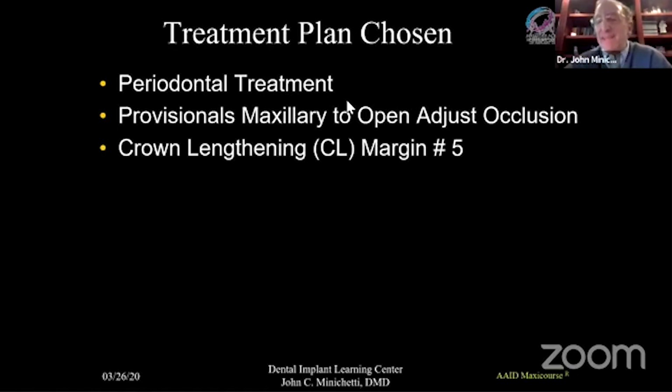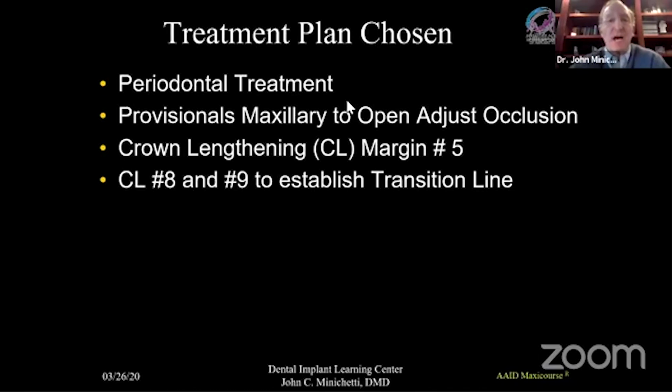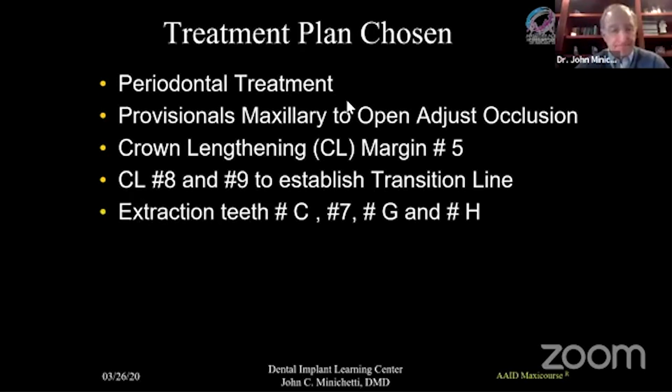Then I did some crown lengthening. I decided to save tooth number 5. I mean, that could have gone either way. I could have removed it, made a bridge. I decided that, if I was going to do some crown lengthening for the purpose of leveling her gingiva, raising her smile transition line around 8 and 9, I would also just do some crown lengthening on number 5.